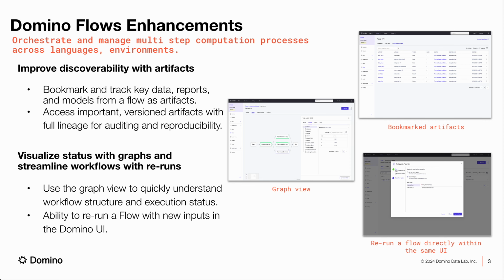These key enhancements include embedding more flow information directly into the Domino UI, such as the flow graph view, the ability to rerun flows with different input parameters from the Domino UI, and adding the concept of flow artifacts, which improve the ability to track key outputs. Let me show you a brief demo using a clinical study reporting effort as an example.